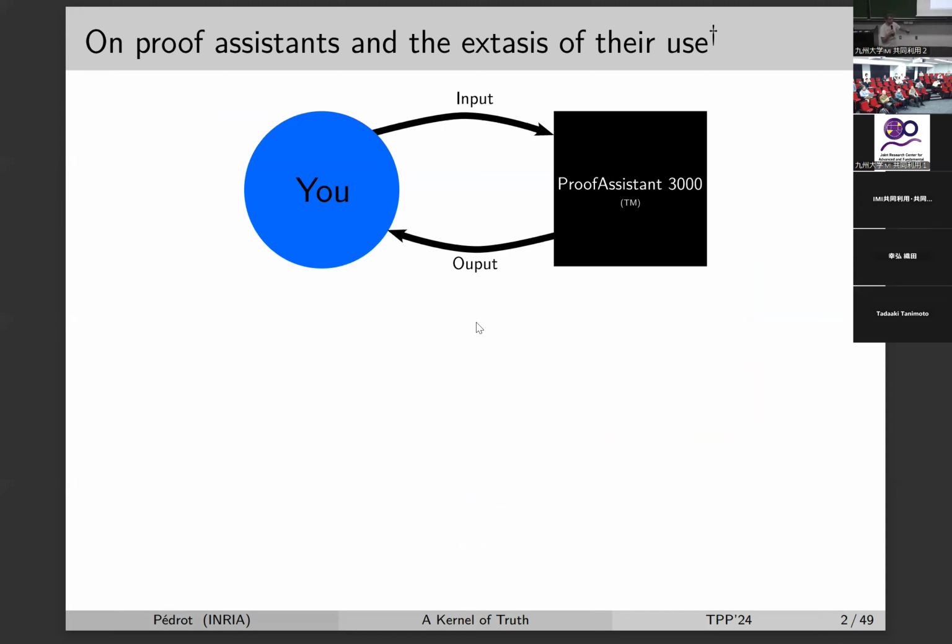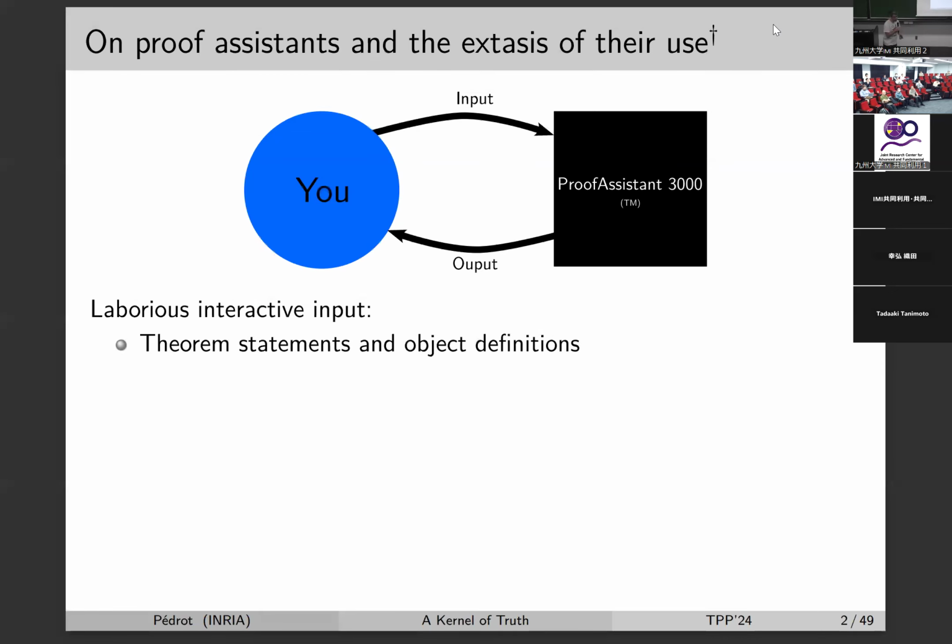So here is a nice diagram of what a proof assistant looks like. I know this is TPP, but I have to explain what a proof assistant is. A proof assistant is like this kind of nice black box here. I call it your favorite proof assistant 3000, right? And you are the circle here. You input things, and a proof assistant outputs something.